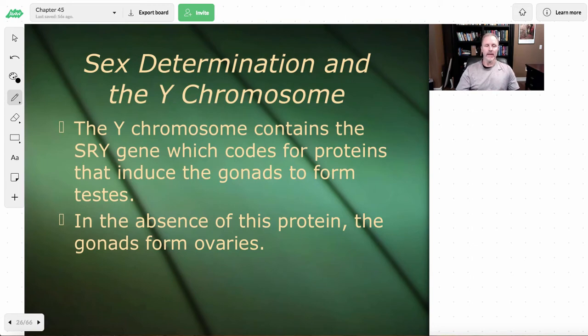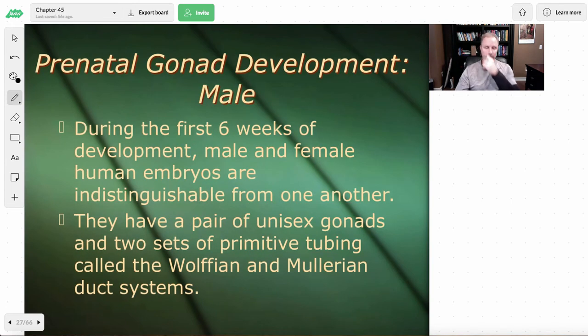In the absence of this protein, the gonads, of course, form the ovaries, because the embryo is really neither male nor female, with the exception of the XX or the XY chromosomes, until this gene gets switched on. And that was part of the story of how they discovered this whole thing. So if you haven't looked at that reading, go into your OneNote and look at that.